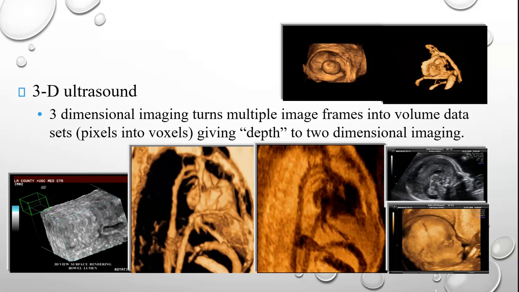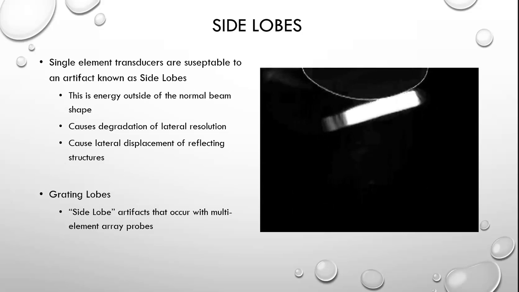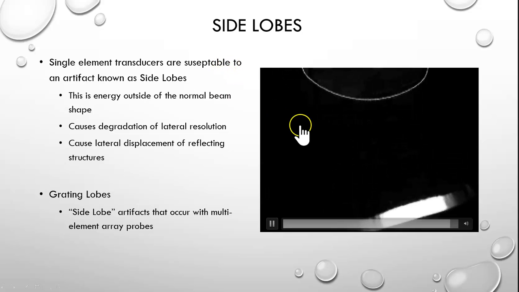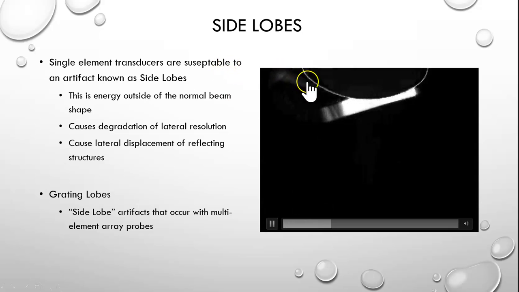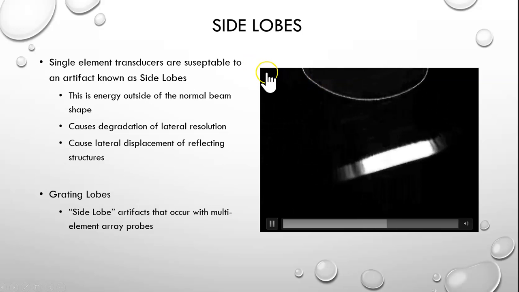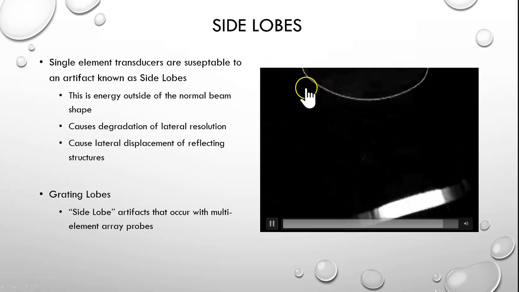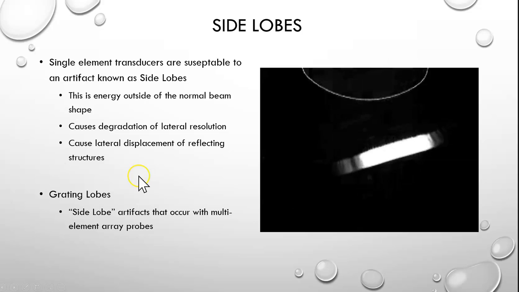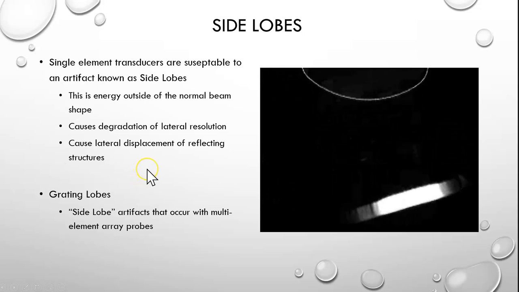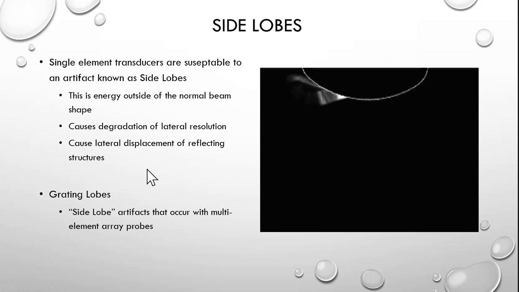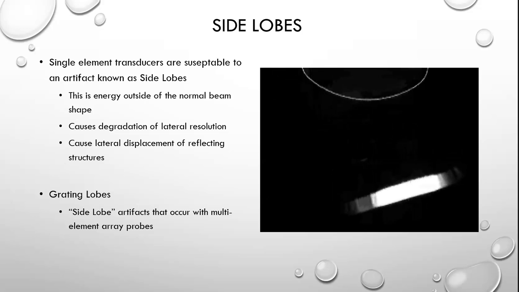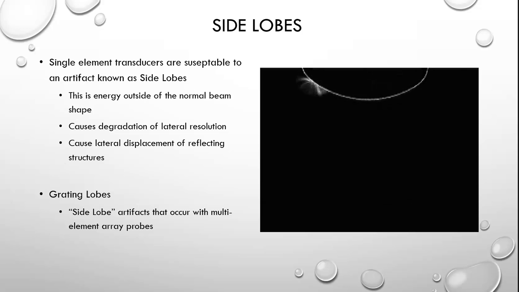Let's move on to some things that are specific to types of probes that we use. So there's something called a side lobe artifact, and in single element mechanical transducers we can get these side lobe artifacts. You'll see here an artifact coming off to the side of the main beam. When this fires off again, you'll see it coming off right there, and that is energy outside of the normal beam, and it causes degradation in the lateral resolution. In a single element transducer, this is known as a side lobe artifact.